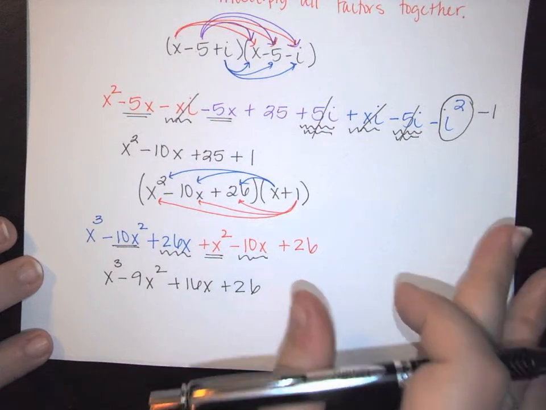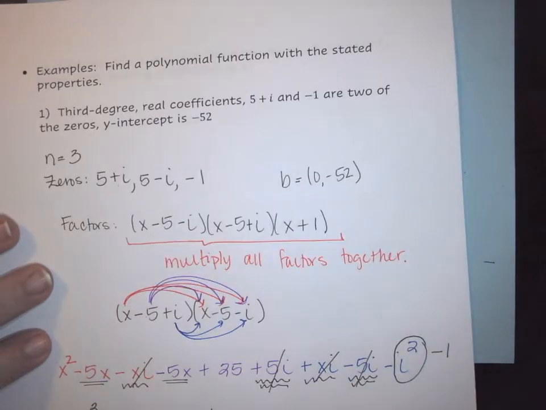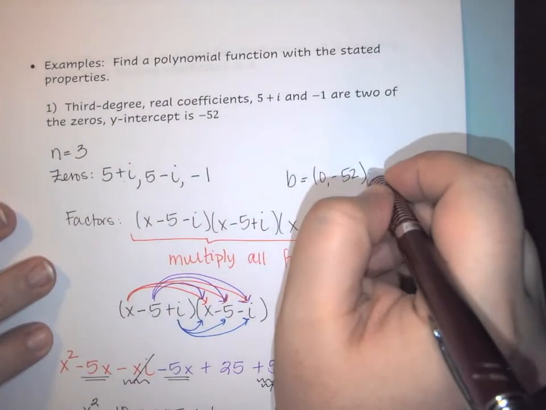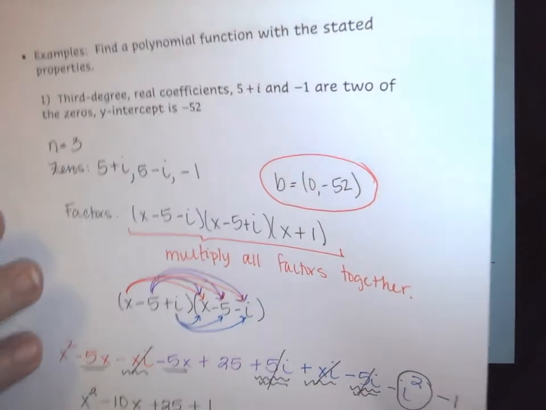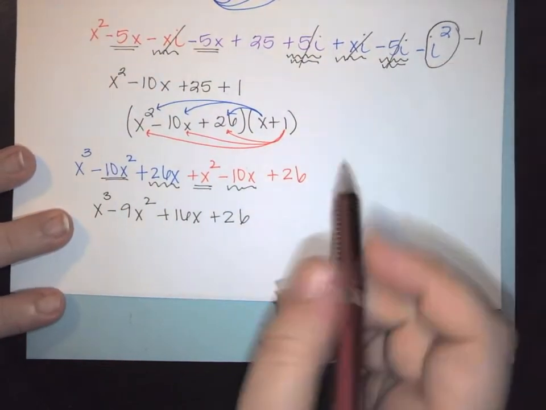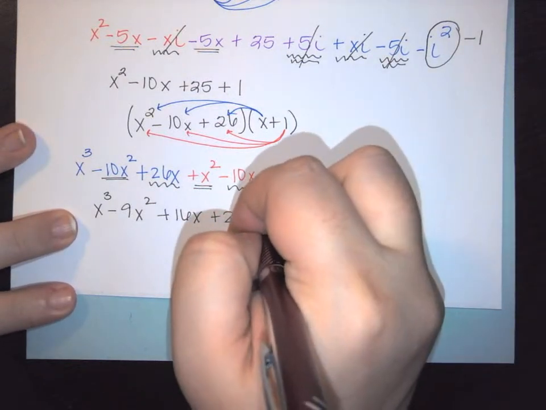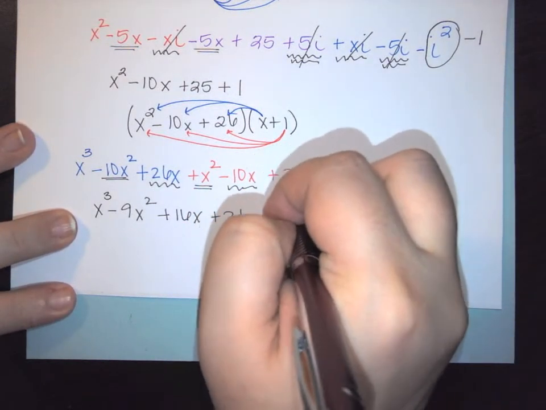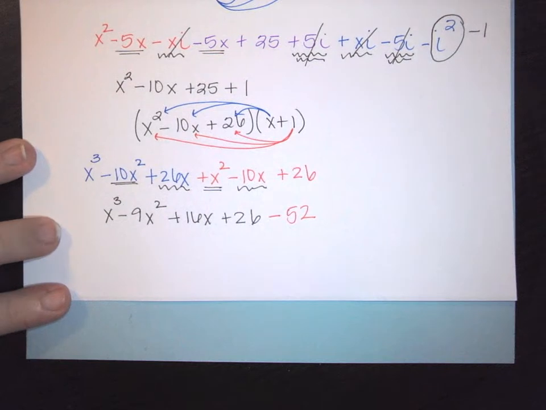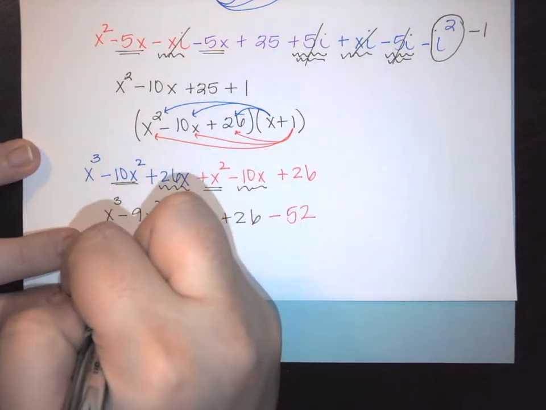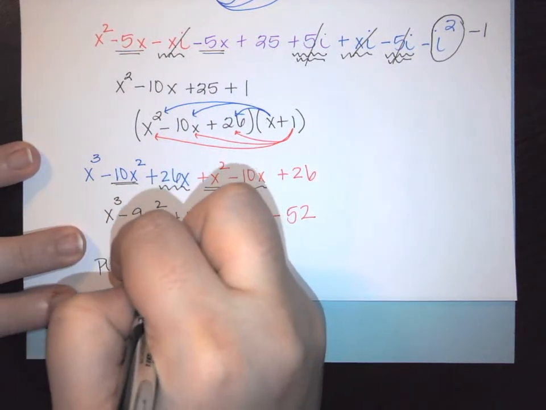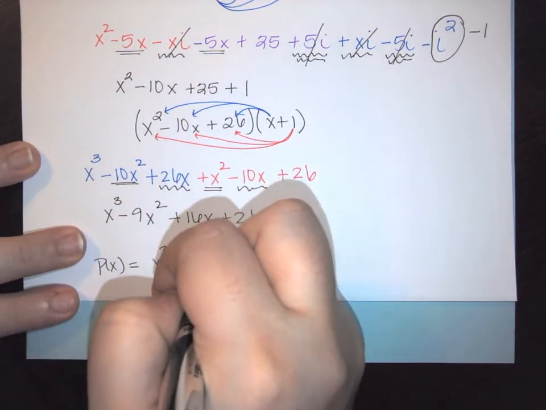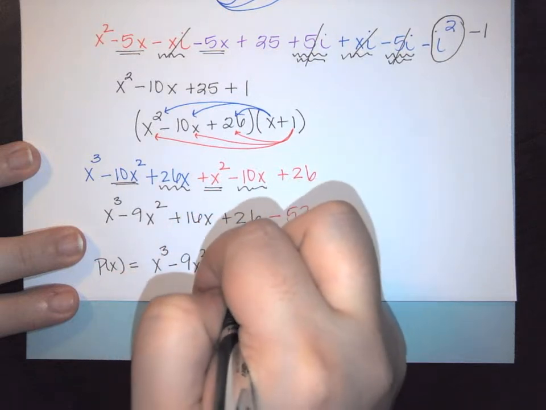Now the other piece that we had to remember is that we had the b term. So here I also have to have my b term. So I'm going to subtract away the 52. So in doing that, that makes our final answer that our polynomial is going to be x cubed minus 9x squared plus 16x minus 26.